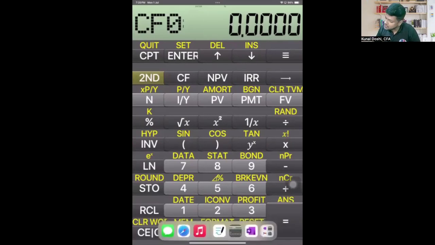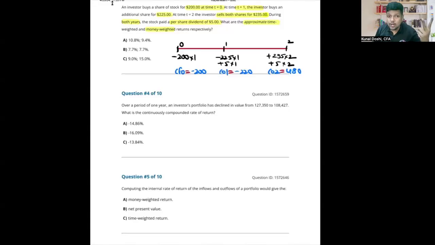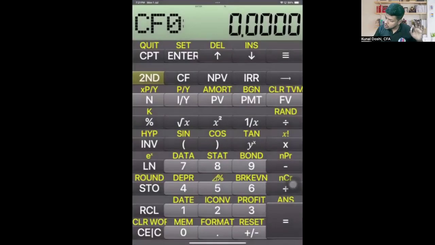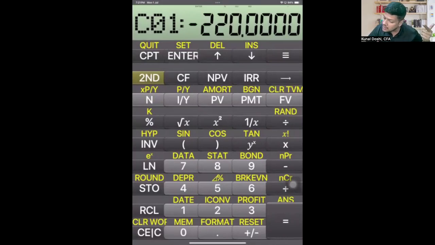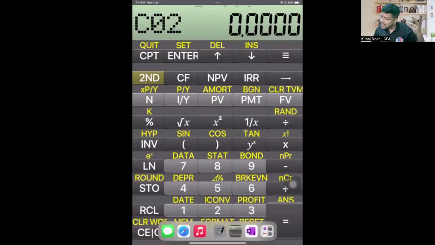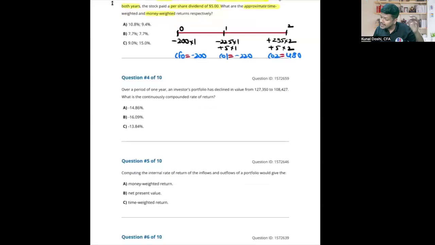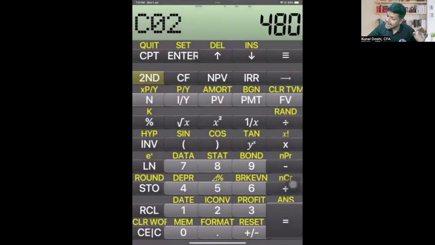Now, what was our CF0? Our CF0 was 200 negative, C01 was 220 negative. So 200 negative, the sign is on the bottom. Enter. C01 was 220 negative. Enter. Go to C02, skip that F. F stands for frequency. Skip it. C02, second year cash flow. What was the second year cash flow? 480. 480 was the total, right? So 480, enter and press down arrow.